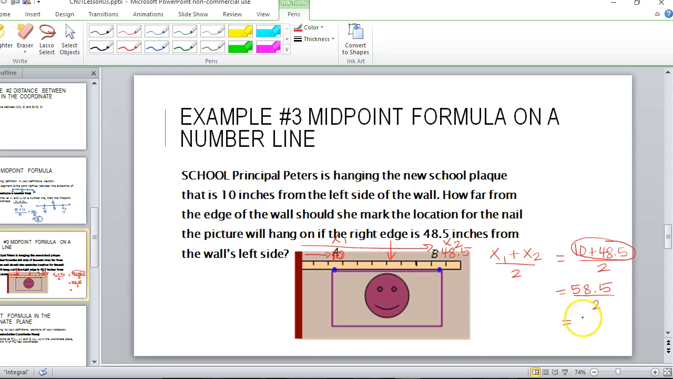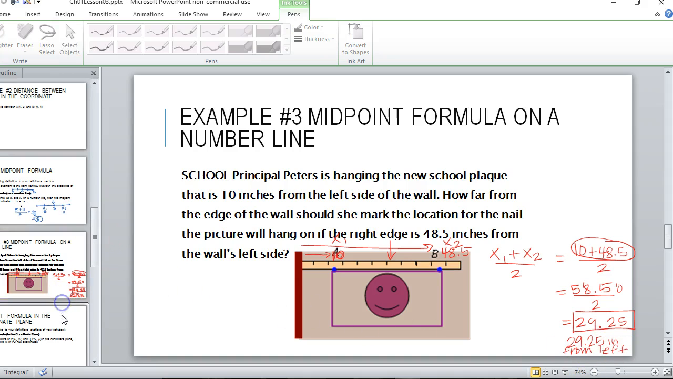58.5 divided by 2. 2 will go into 5 twice, with 1 left over. 2 will go into 18 9 times, evenly. 2 will go into 5 2 times, with 1 left over. I'll put a 0 there. And 2 will go into 10 5 times. So she should name it 29.25. She should hang the nail, or put the nail on the wall, 29.25 inches from the left side of the wall. So 29.25 inches from the left. All right, let's keep going.